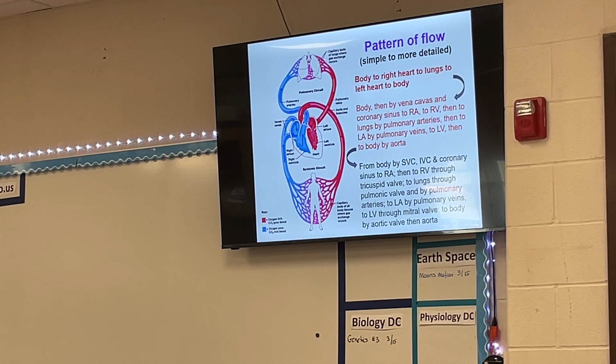Now, if you wanted to go a little more advanced, you could use this paragraph. It goes from the body to the right vena cava, and then to the coronary sinus, and then to the right atrium, to the right ventricle, to the lungs by the pulmonary arteries, to the left atrium by the pulmonary veins, to the left ventricle, into the body by the aorta. And then from the aorta, it's going to go to the body, then by the vena cavas, and so on. So it repeats. So this was a little more detailed. Then, if you wanted to go super detailed, you go to the next paragraph.